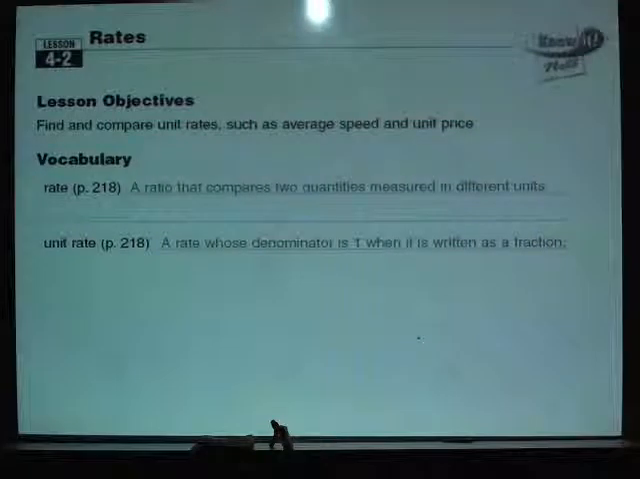What we'll spend a lot of time talking about in this section is a specific type of rate called a unit rate. A unit rate is a rate whose denominator is 1 when it is written as a fraction. So you're going to write that as a fraction and reduce it somehow so that the bottom number becomes a 1. That's what a unit rate is. It's a comparison to the number 1.